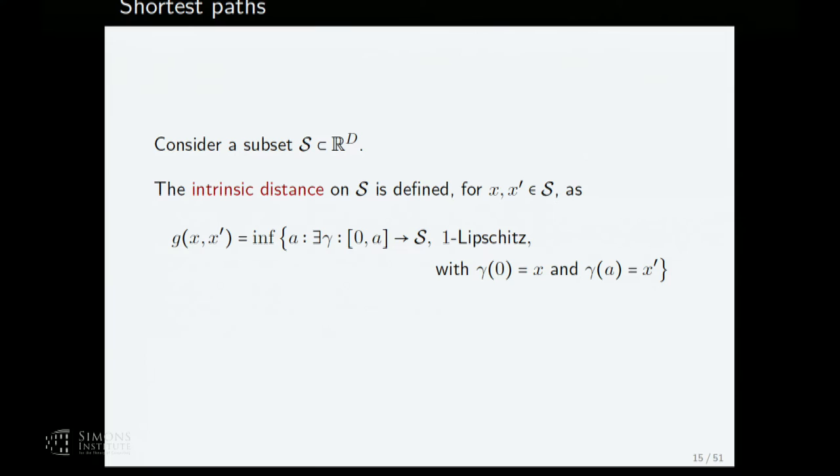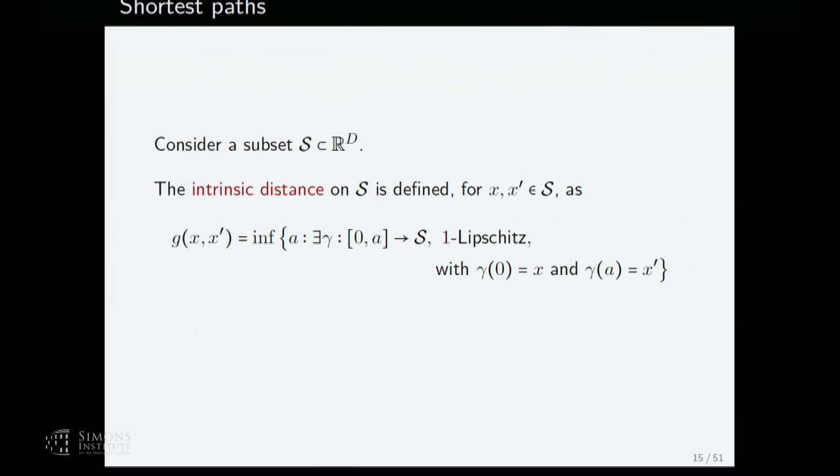So in general, if you have a subset of a Euclidean space, everything is going to be in a finite dimensional Euclidean space. You can define the intrinsic distance that essentially it inherits from the ambient space as being the length of a shortest continuous curve that belongs to the set that's important and that links the two points of interest. Okay, we're going to call it G. So G of x, x prime is the intrinsic distance on S between x and x prime.